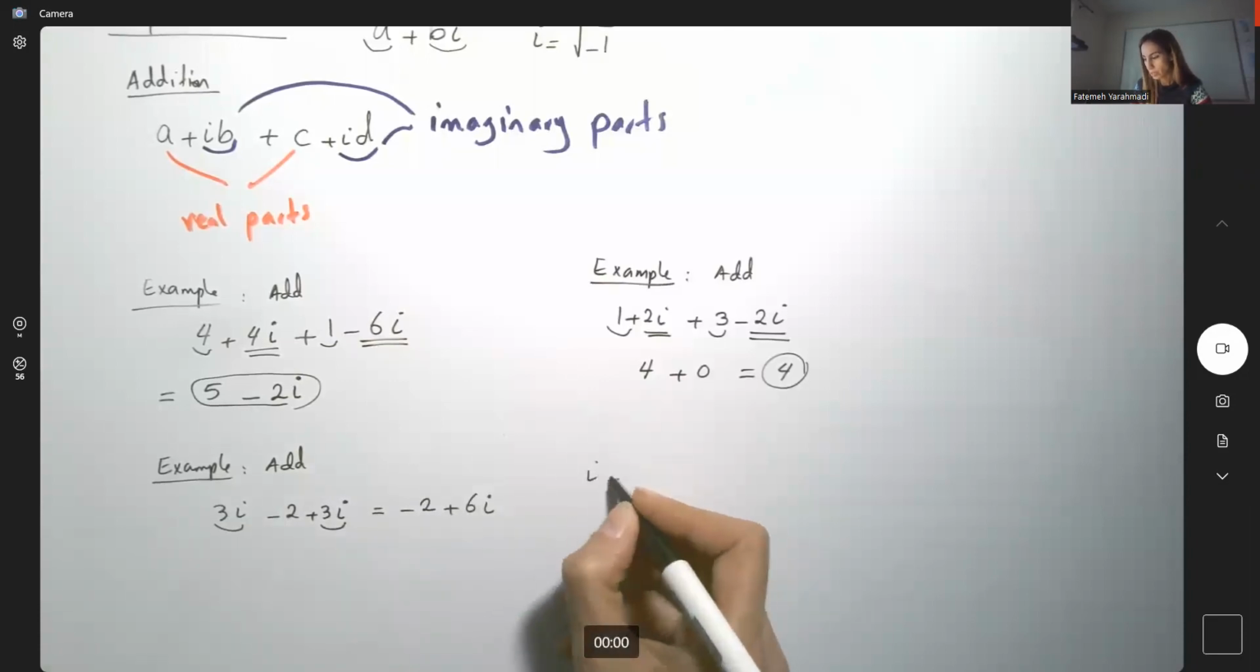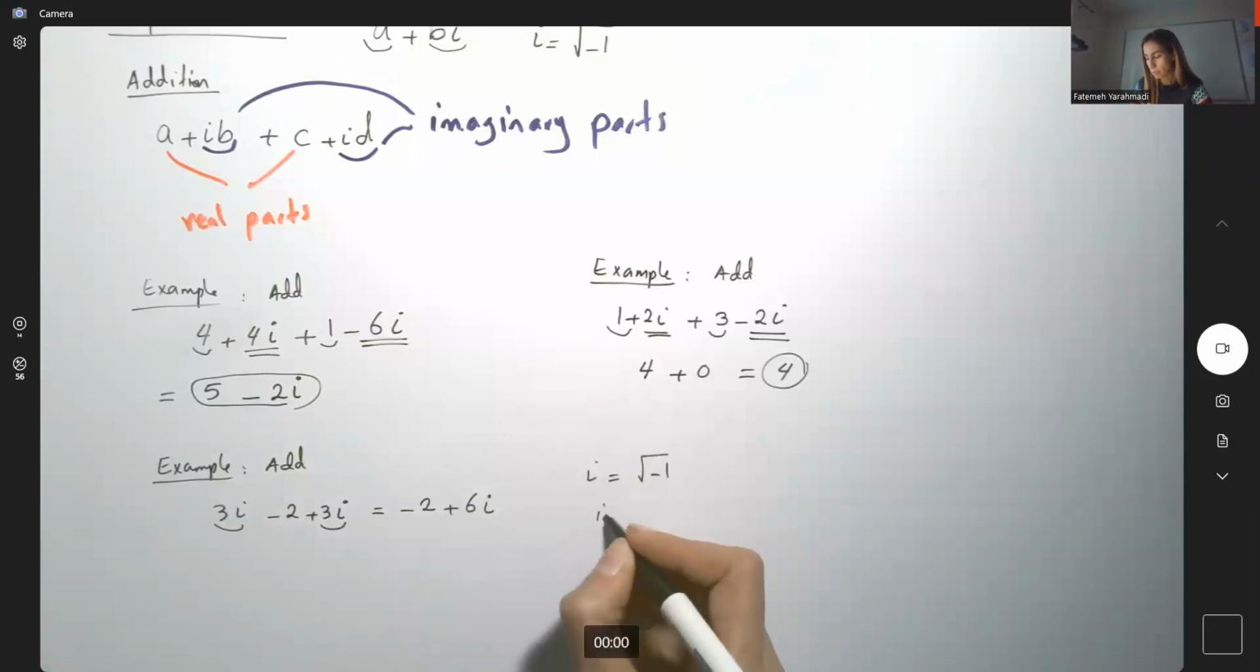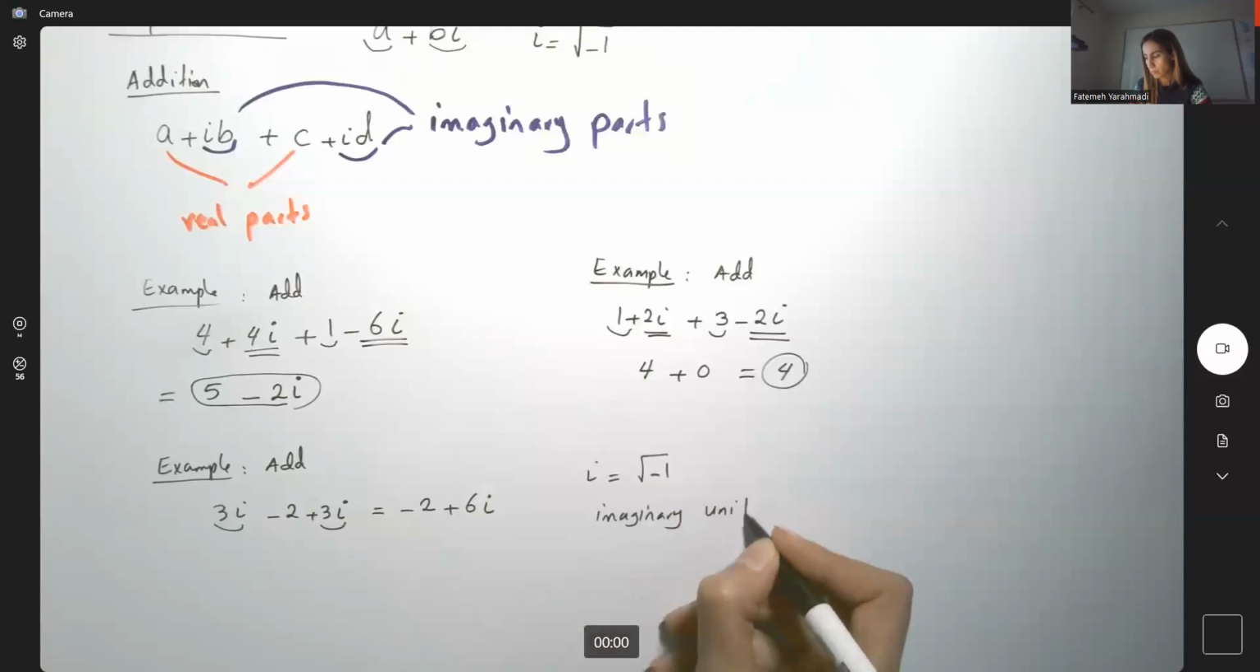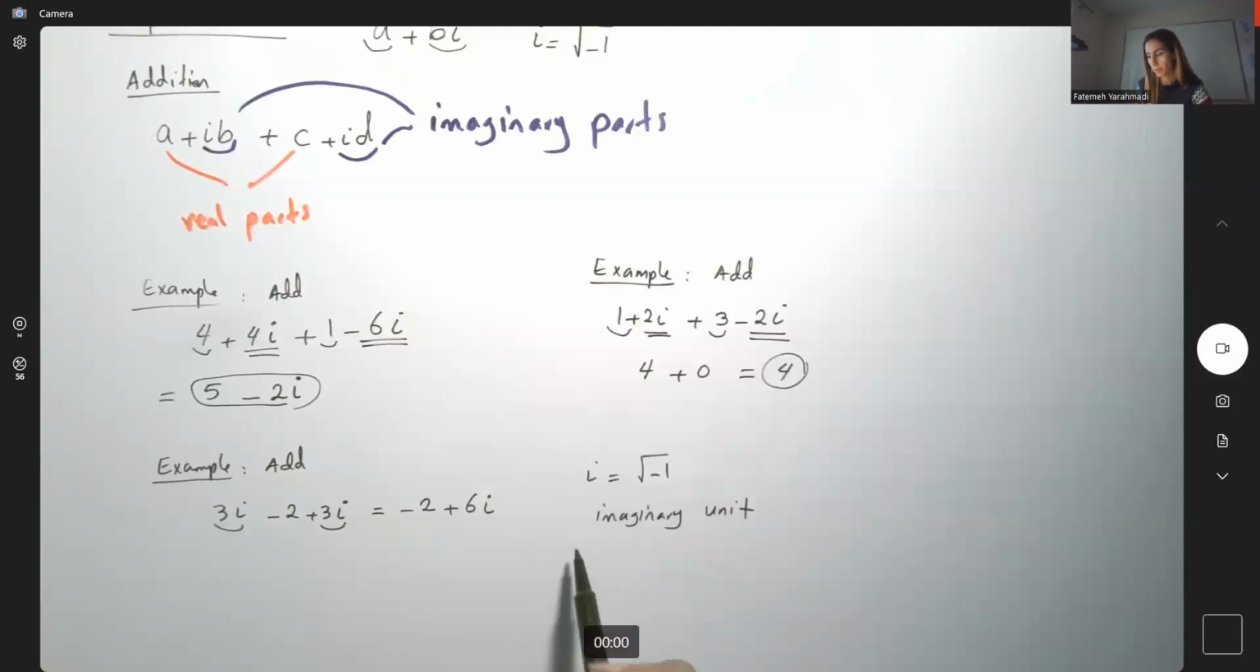Again, i is the square root of -1, the imaginary unit. So if I ask you to write it in terms of square root of -1, you can just replace it here. But for simplicity, we're using i.